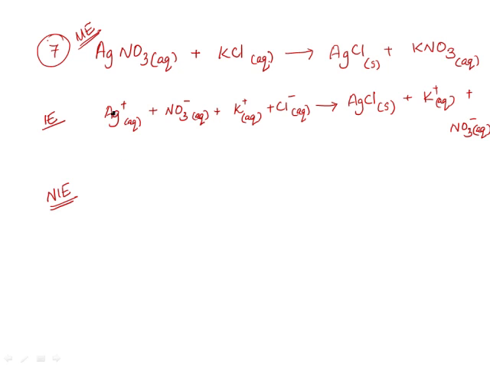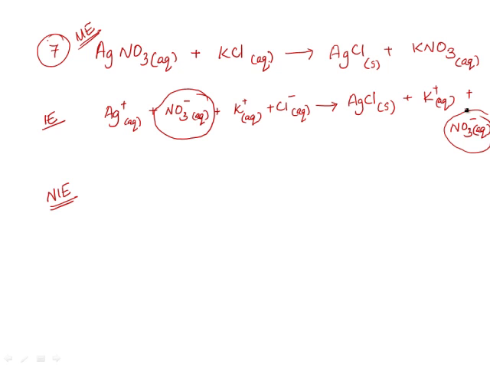You have Ag plus AQ on left side. Do you have Ag plus AQ on right side? You don't. Therefore, this is not a spectator ion. NO3 minus AQ on left side. Do you have NO3 minus AQ on the right side? Yes, you do. So that becomes a set of the spectator ion. Right here. You have it on left side and right side. Okay. So that is a set of spectator ion.